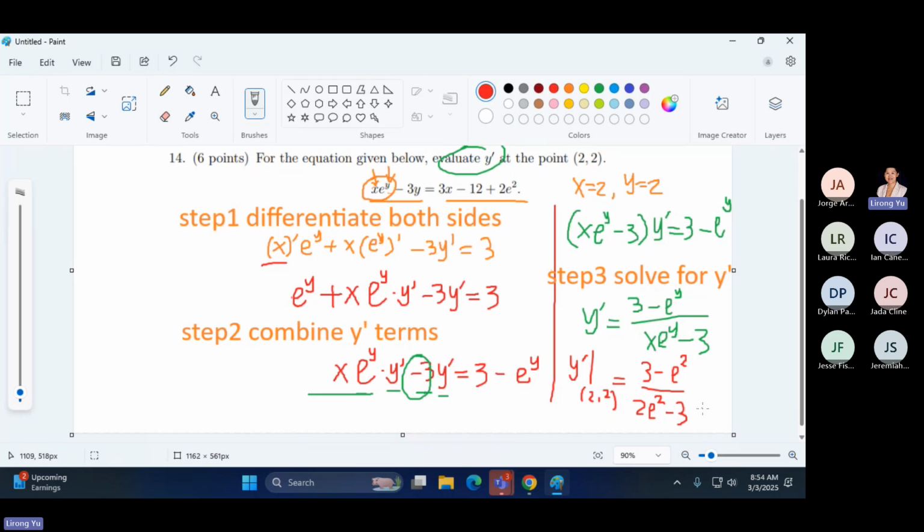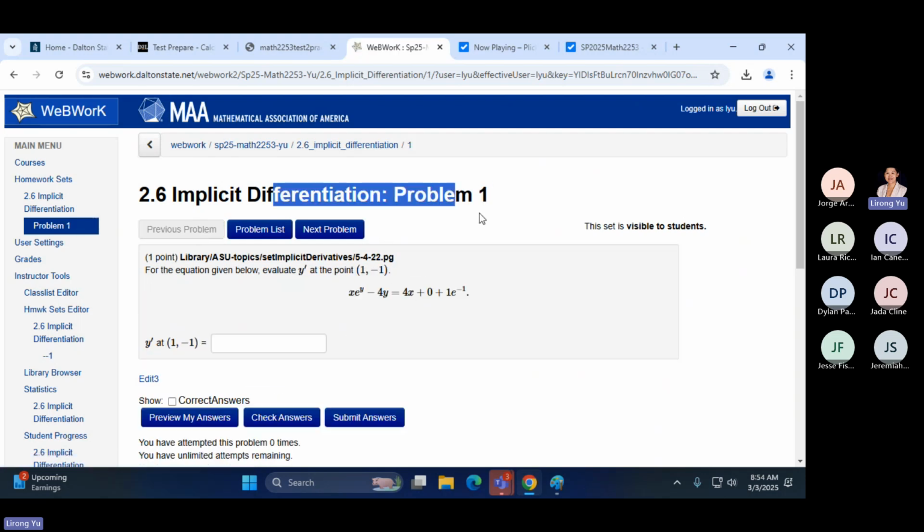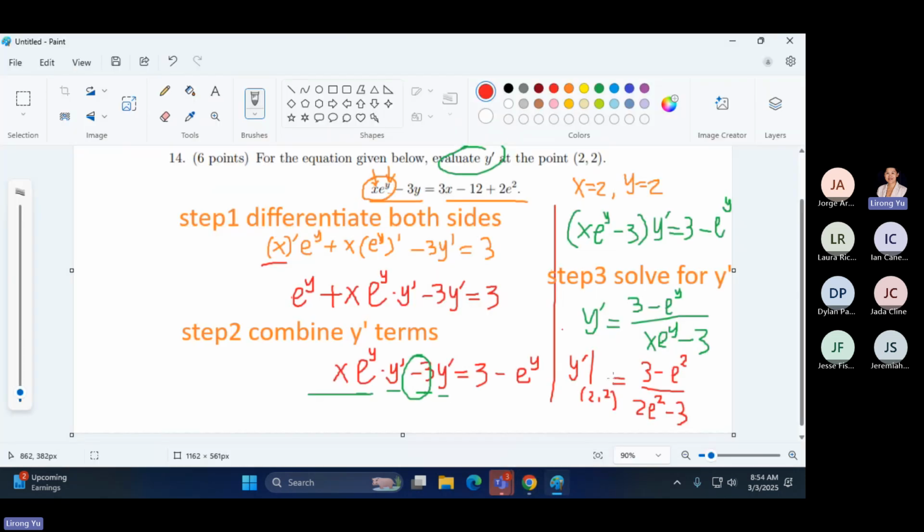I see if you are able to finish the 2.6 question number 1 without any assistance, just by yourself. If you can solve this question with no additional help, that probably means you can handle this question.